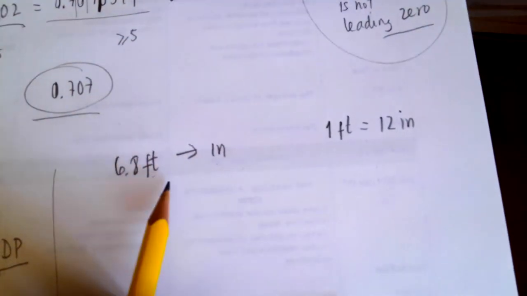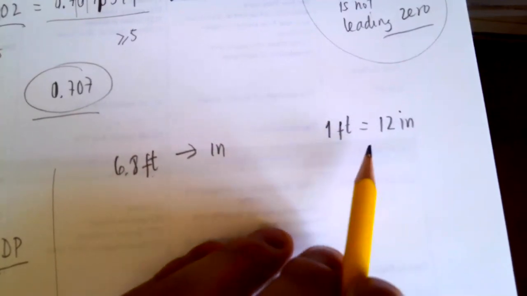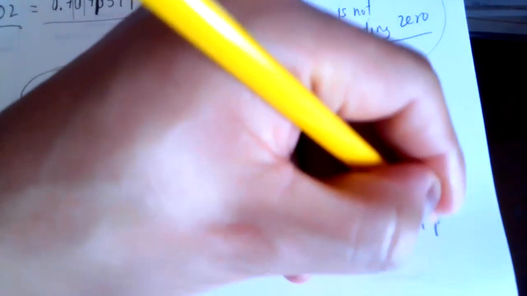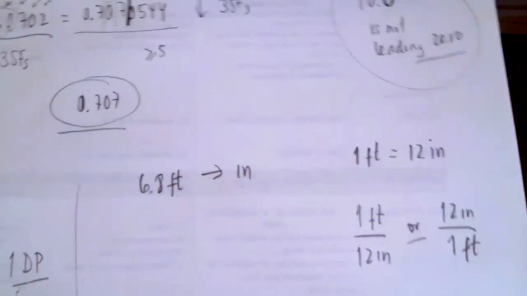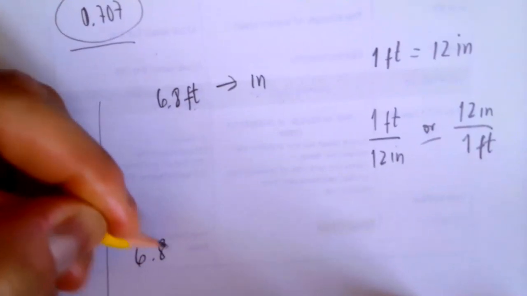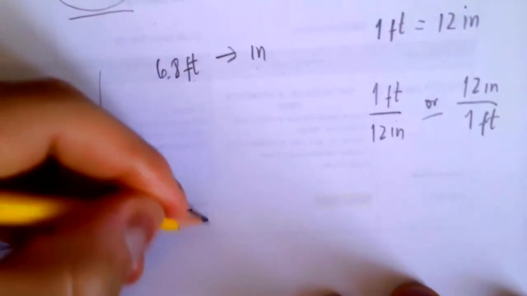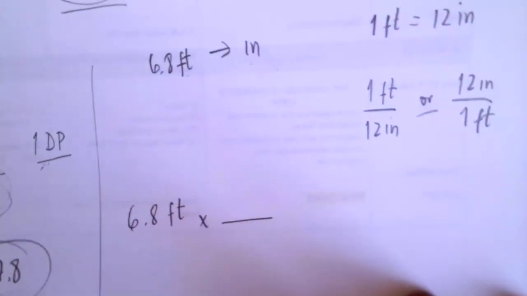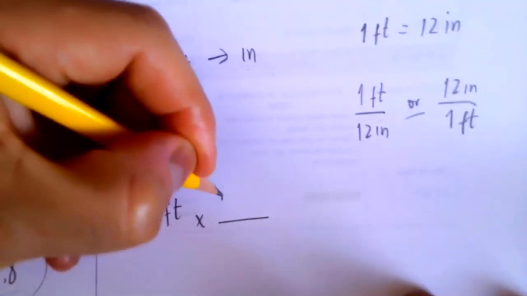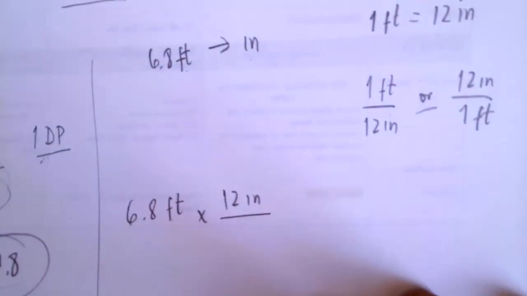Okay. I need to do this conversion. Then I have to come up with a conversion factor, 1 foot divided by 12 inches, or I could say 12 inches over 1 foot, right? So those are my two potential conversion factors. So in this particular case, 6.8 feet, right? Times, here comes the conversion factor. I want to cancel out the foot, so I have to use this conversion factor, 12 inches over 1 foot.